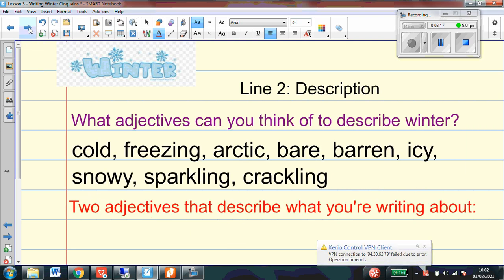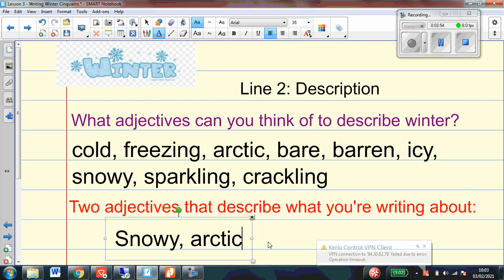Okay, on to line 2 then. So line 2 is our description. This is where we think of what adjectives we can use to describe it. And remember, we want 2 adjectives. So I'm going to look at all of those adjectives I used yesterday, and I'm going to think about which 2 I would like to include within my poem. I think I'm going to go for snowy, and which other one did I like? I think perhaps Arctic as well. So I'm going to go for snowy and Arctic in my poem.